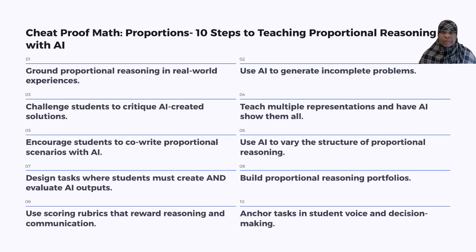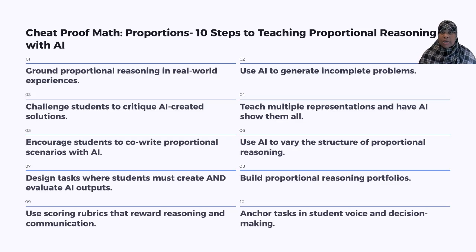And when AI comes into the picture, things can go either way. Students can use it to skip the thinking altogether, or they can use it to reveal their thinking. And in this episode, we are going to show you how to design assignments that use AI to strengthen proportional reasoning while making it hard to cheat, because the work is rooted in context, reflection, and explanation. So let's get into it.